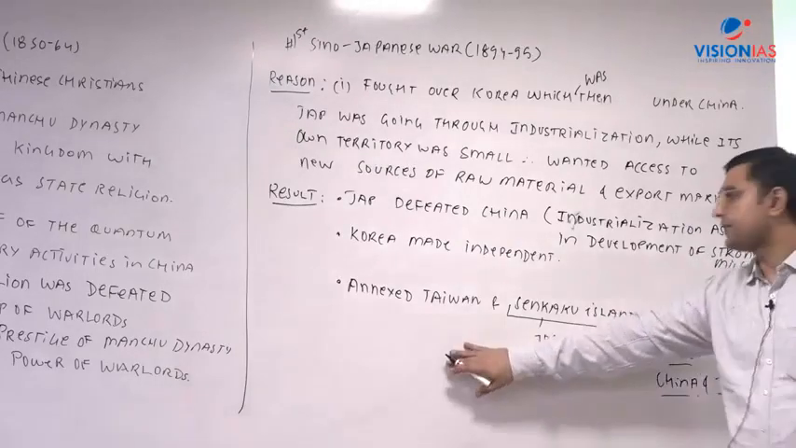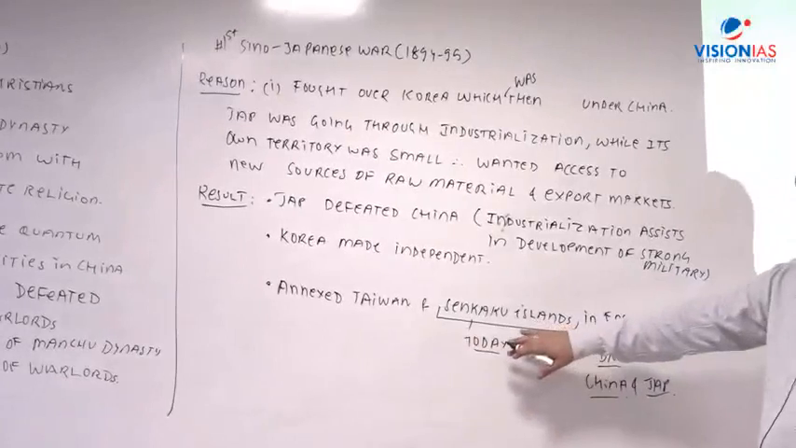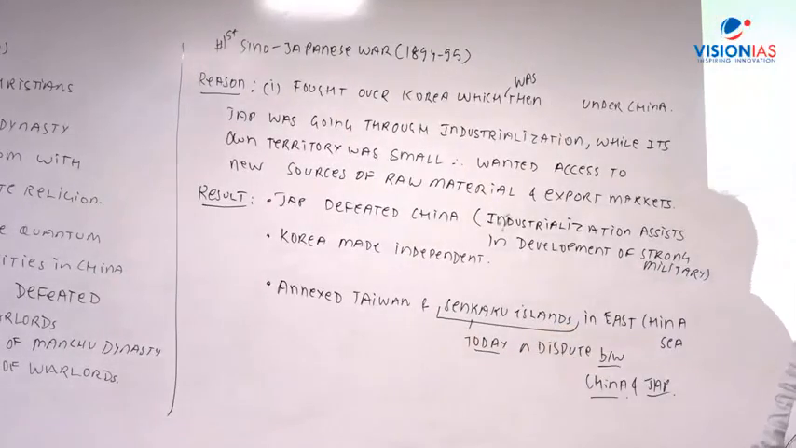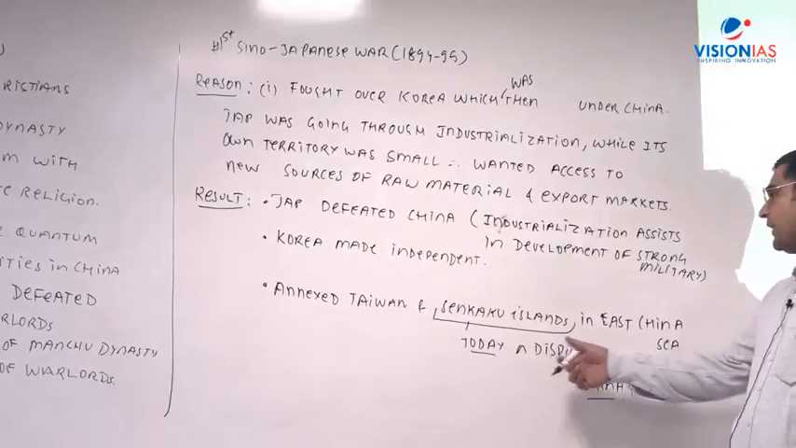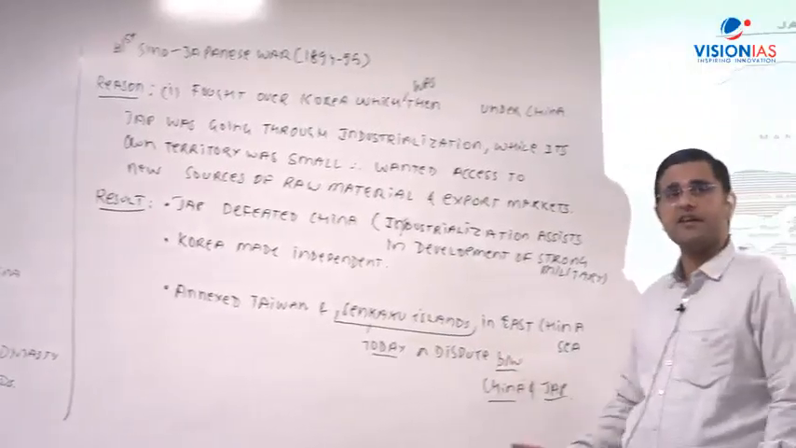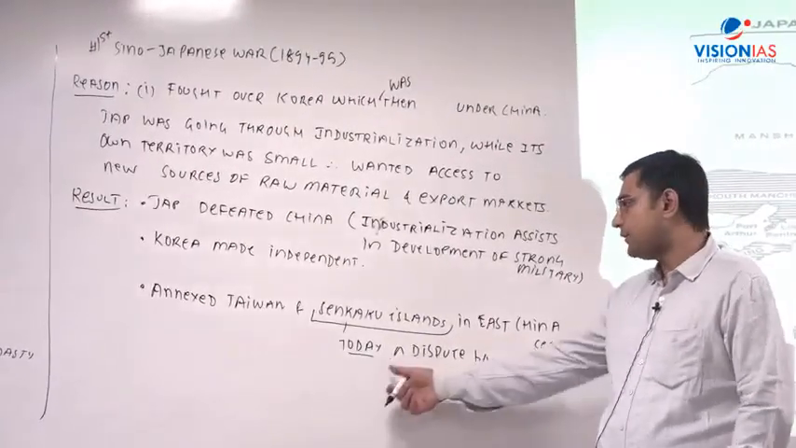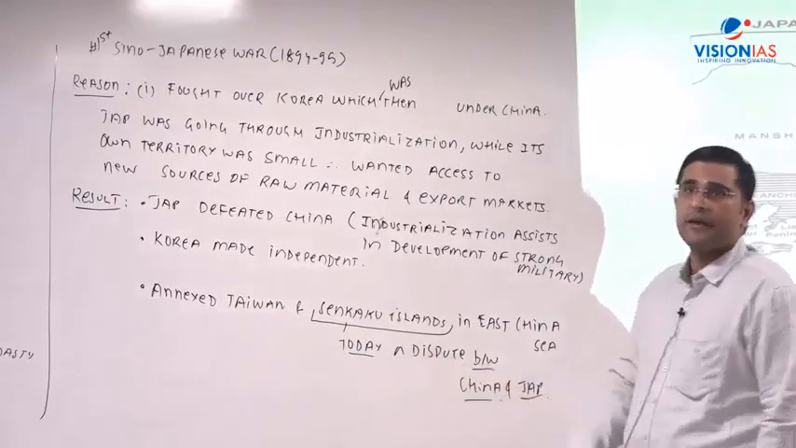They also annexed Taiwan and the Senkaku Islands. Where are the Senkaku Islands? When you study your current affairs, then you will read about the Senkaku Islands. The Senkaku Islands are in the East China Sea. What is the East China Sea? It is the Sea of Japan. And today it is a dispute between China and Japan.